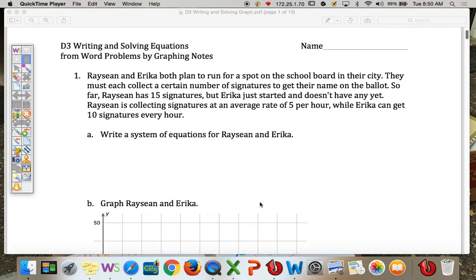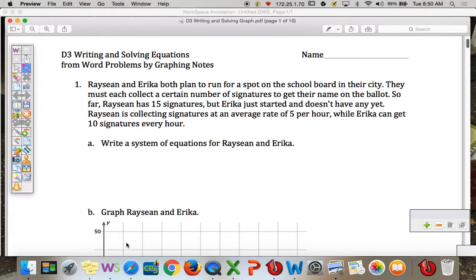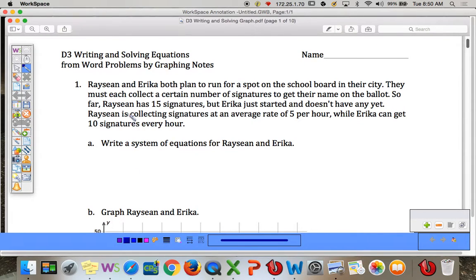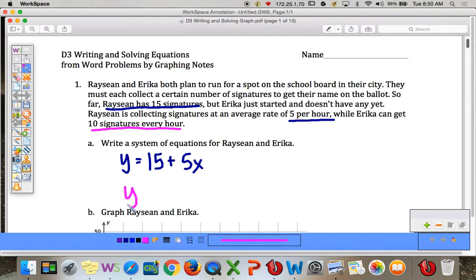So first up, write a system of equations. A system are two or more equations. So we're going to write two equations. That'll be our system. Let's go back and underline the important information. So Rayshawn has 15 signatures, and he can collect them at 5 per hour, while Erica can get 10 signatures every hour. All right, so here's Rayshawn's equation. He starts with 15, and he can get 5 every hour. And then for Erica, she can get 10 every hour.